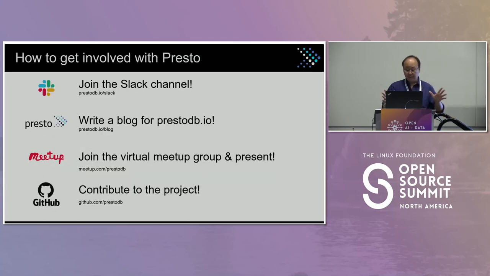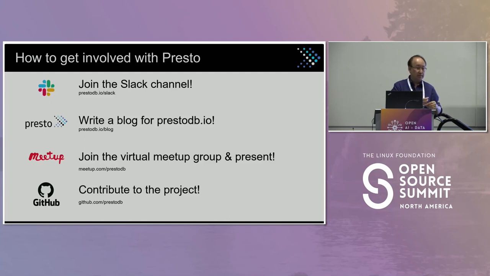Okay, and then the last thing I want to do before I close, and I'm sorry, I know it's late in the afternoon and I'm taking up too much of your time: please do get involved with the Presto community. In fact, this is why IBM was so excited to join this Presto community. We love the governance model. We love the democratization of how everyone participates and contributes. So you can join the Slack channel, join the whole community, write a blog, contribute to the project itself.